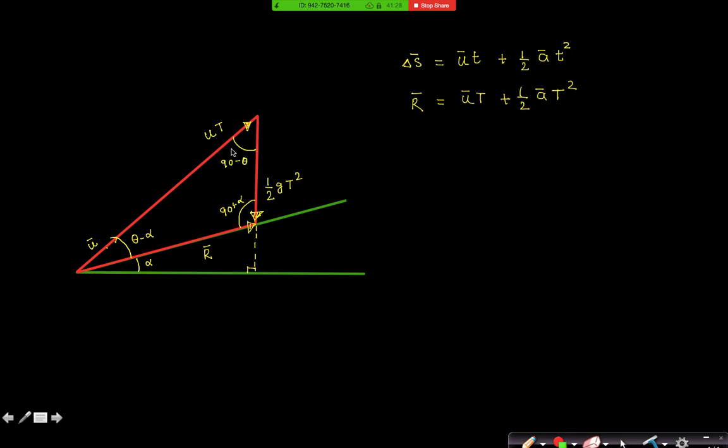Now look, we have a triangle where all the side lengths are known and all the angles are known. Can you tell me which rule we will use? Sine rule. And can you write down the sine rule in your copy? Before I write it on this board, just try to write down the sine rule in your copy.